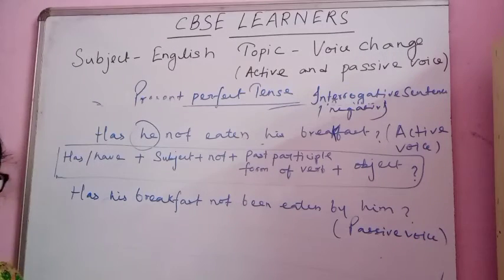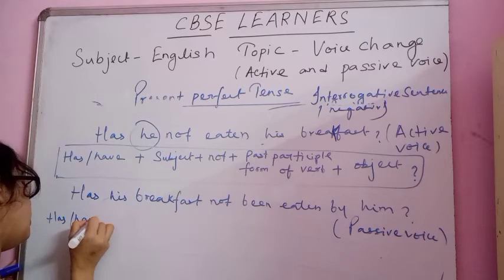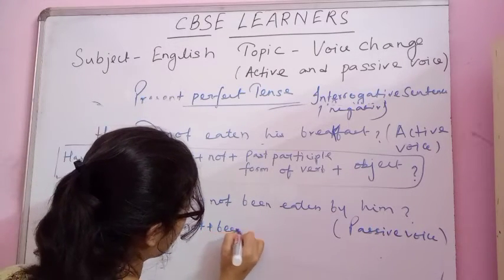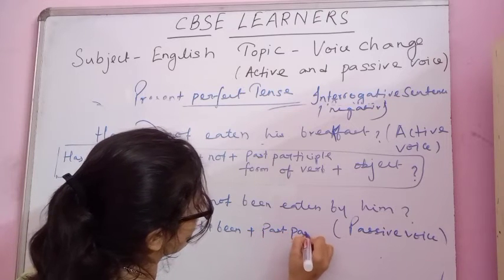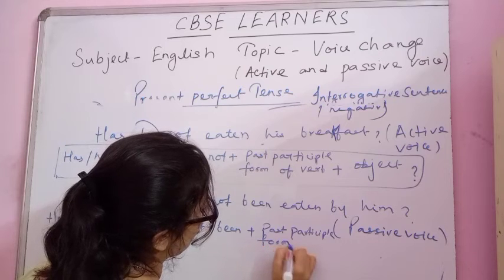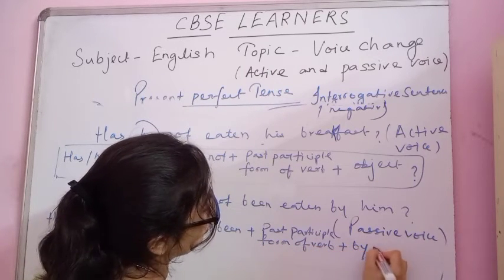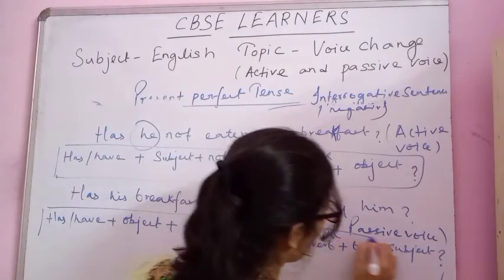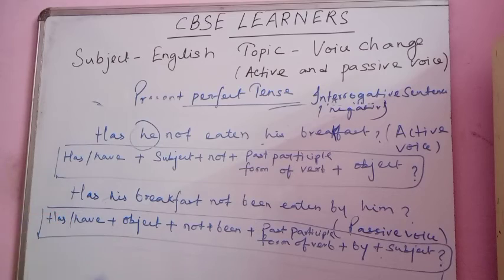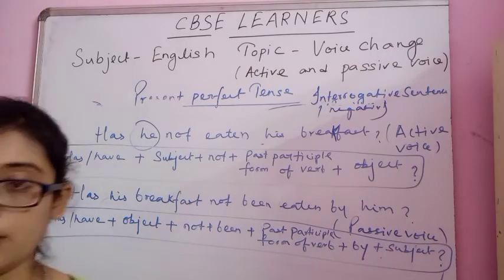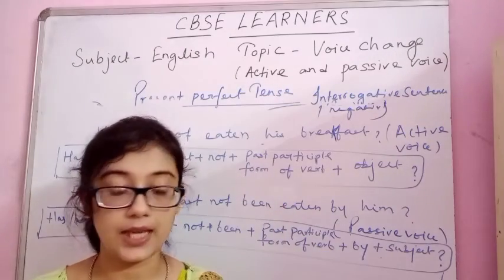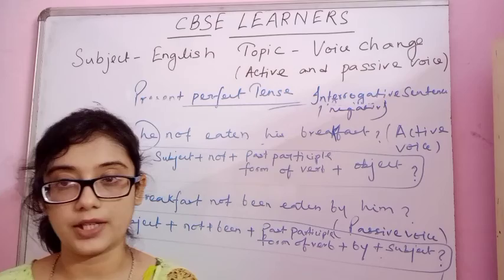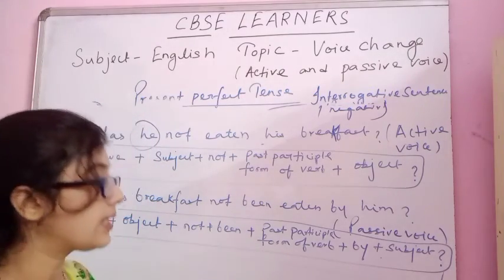Okay, now how to construct the formula? We have to use has or have, plus object, plus not, plus been, plus past participle form of verb, plus by, plus subject, with question mark. So this is the formula for how to convert to passive voice. Okay, so I hope there is no confusion about how to change from active to passive in case of present perfect tense. I have given you examples of affirmative sentence, negative sentence, and interrogative sentences.